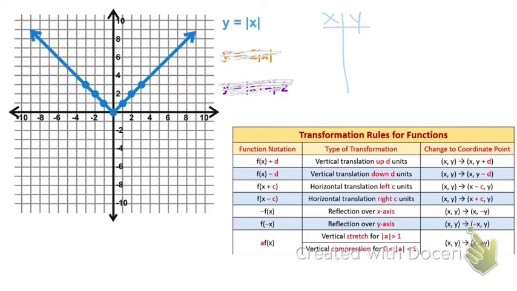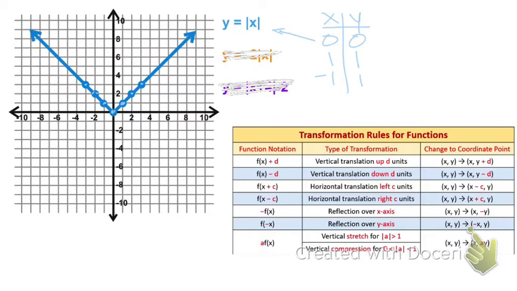So if you put 0 in for x, the absolute value of 0 is 0. So that's how we got this point. If you put 1 in for x, the absolute value of 1 is 1. Negative 1, the absolute value of negative 1 is 1, and so on. So that's how we get these points. This is the parent function. This is where we're starting from.